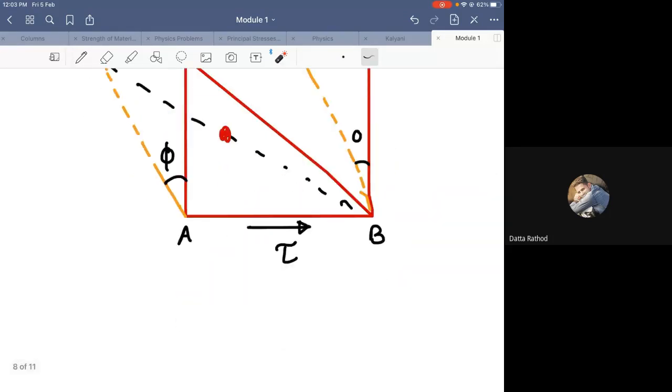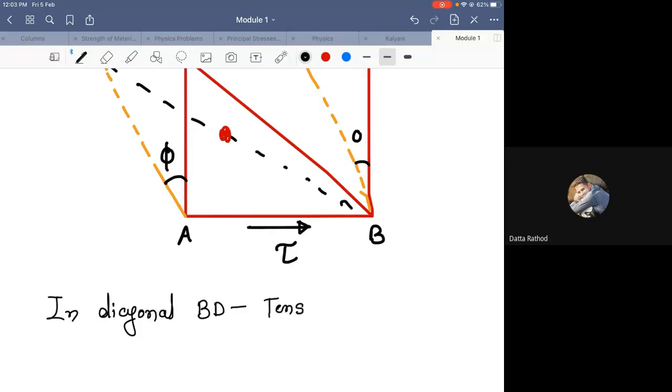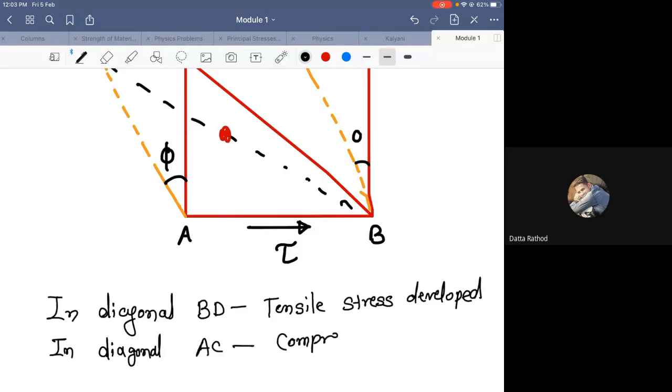So I will write here, in diagonal BD, tensile stress developed because length is increased, and in diagonal AC, compressive stress gets developed.